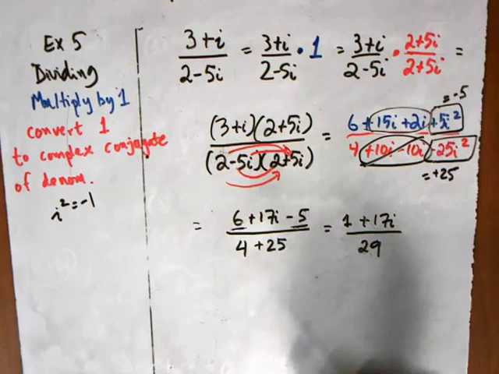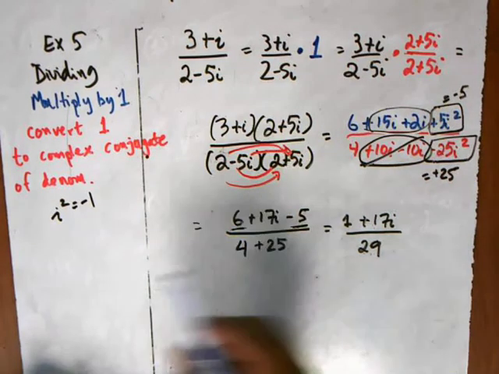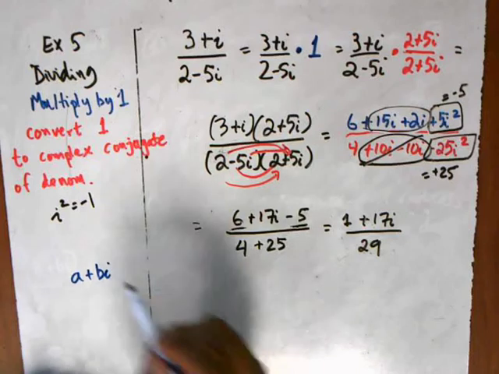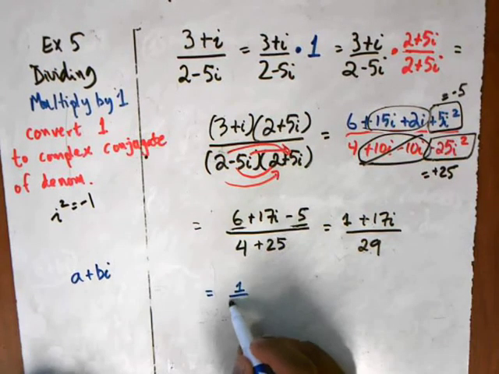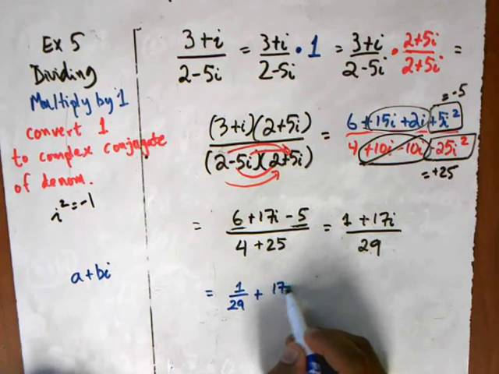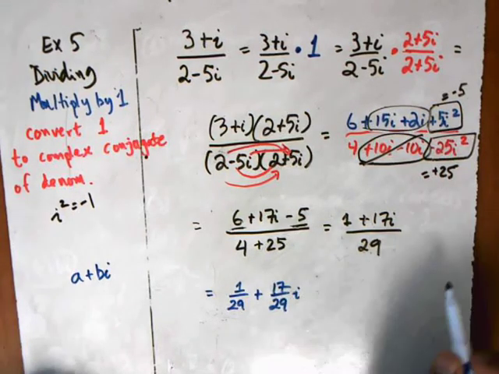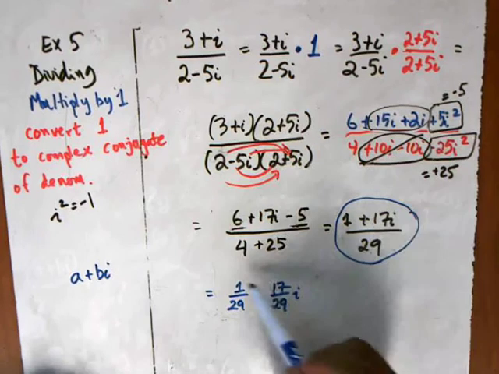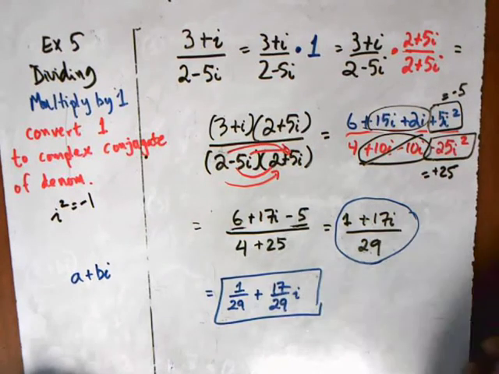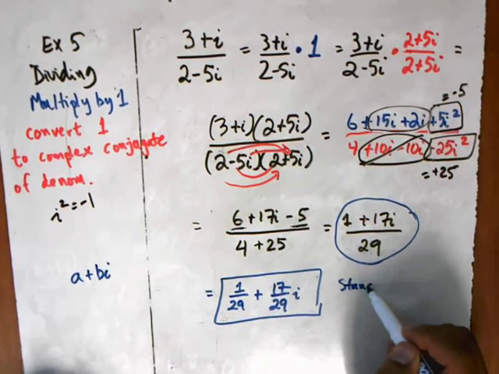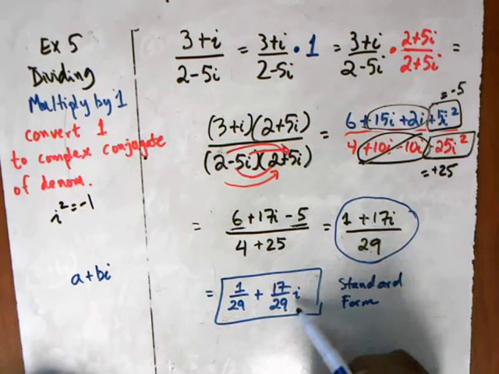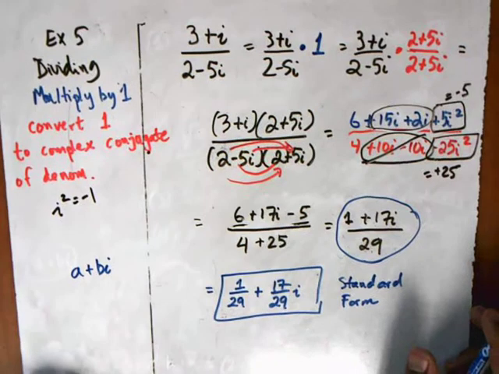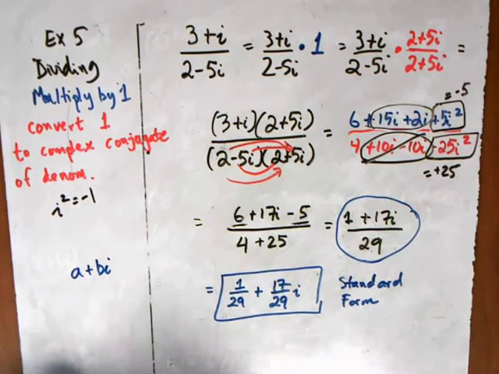Now we can go a step further, and this is one big fraction, but maybe we want to write it as a plus bi. So we can just split this fraction, 1 over 29 plus 17 over 29 times i. This quantity and our final answer are equivalent, but this is standard form. Actually, they're both standard form, but this one is preferable. Okay, so there you have it, an example of how to divide complex numbers.